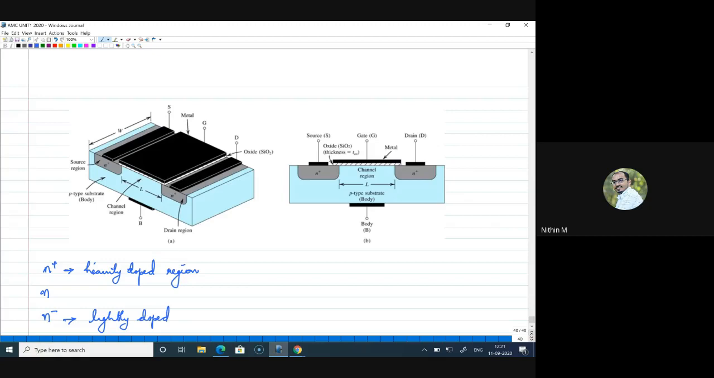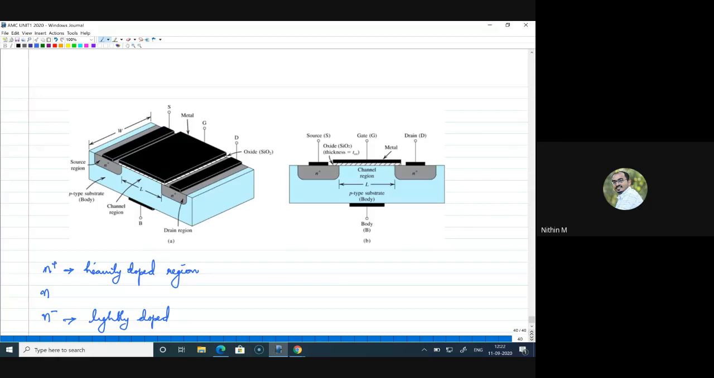Now we will be looking at the structure. We will understand the operation, and then we will take this device in order to build circuits that are useful. Actually, that makes our lives easier, right?